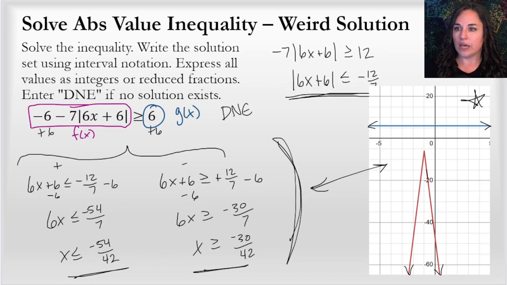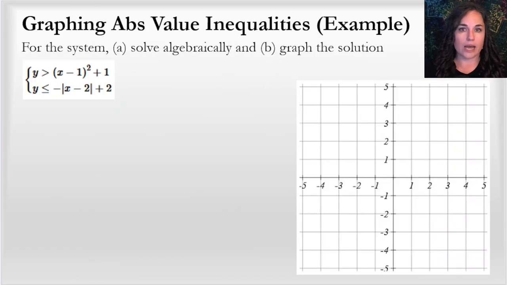The last problem I have for you here is graphing absolute value inequalities, where you have a system of inequalities. In your homework, I do believe it just says graph. I put in here solve algebraically. Like I said, I wanted this to be a little bit more algebraic review for you as you're solving for these, and lay the foundation for solving other inequalities as we move forward in the course. So solve algebraically and then graph the solution.